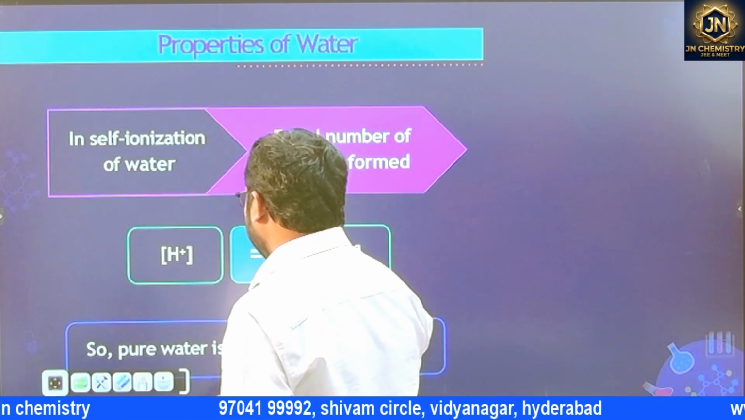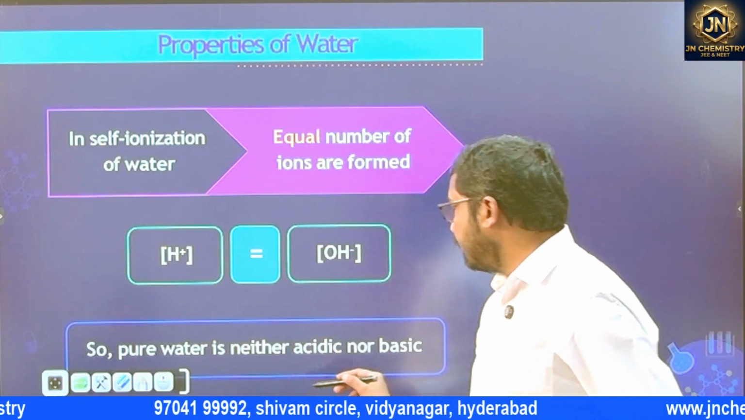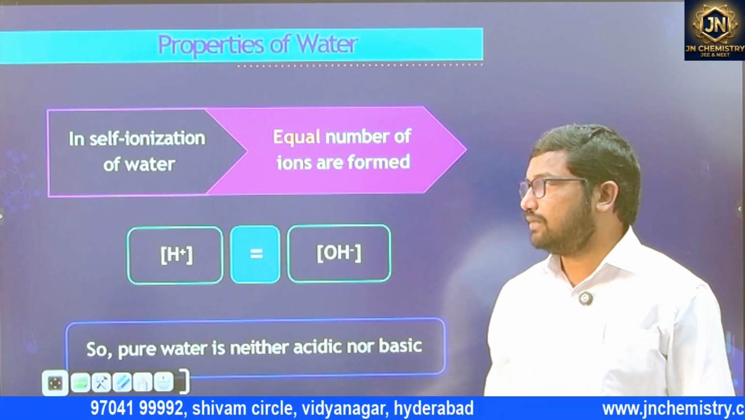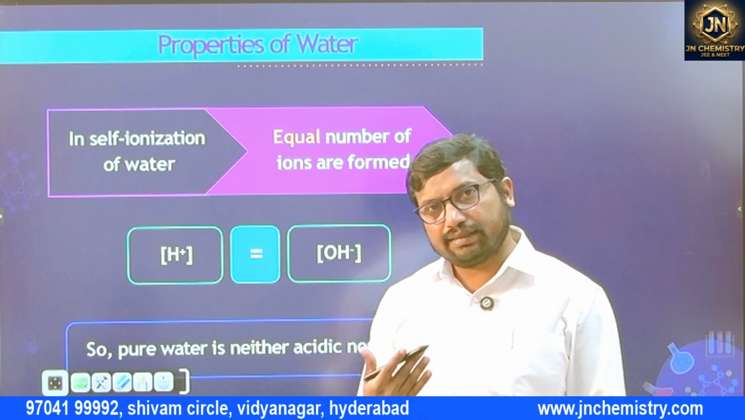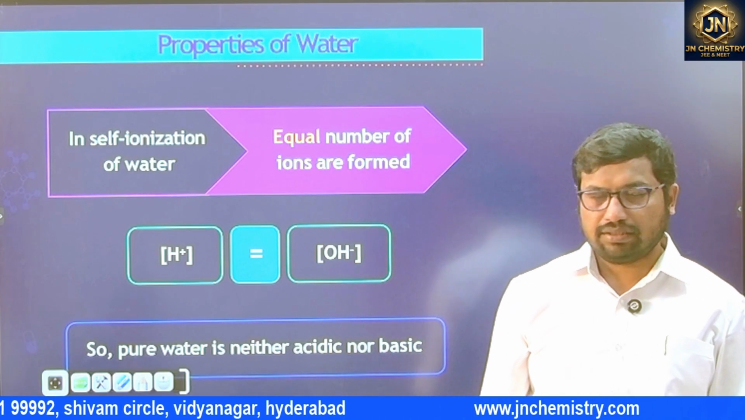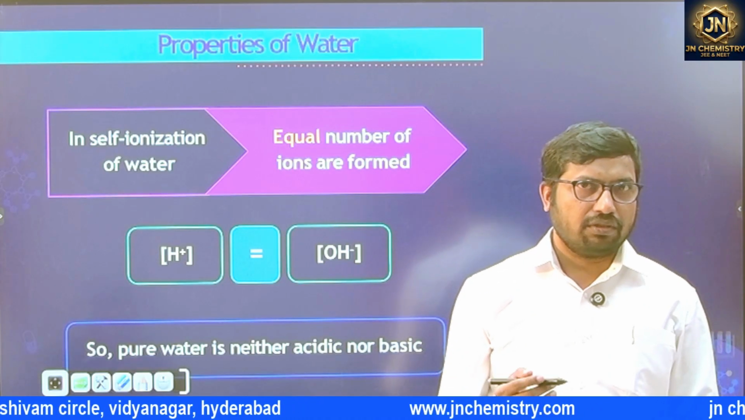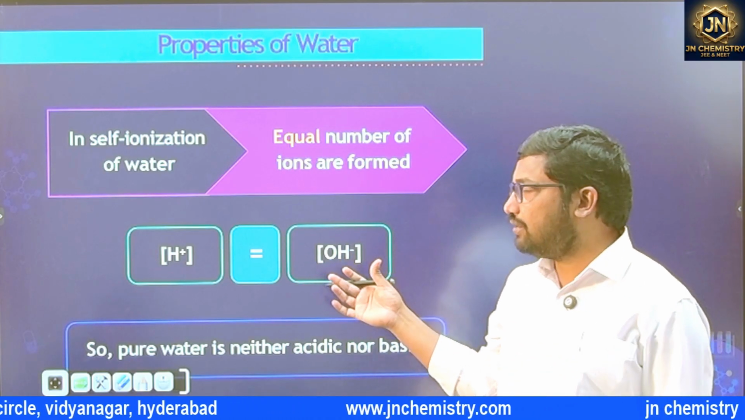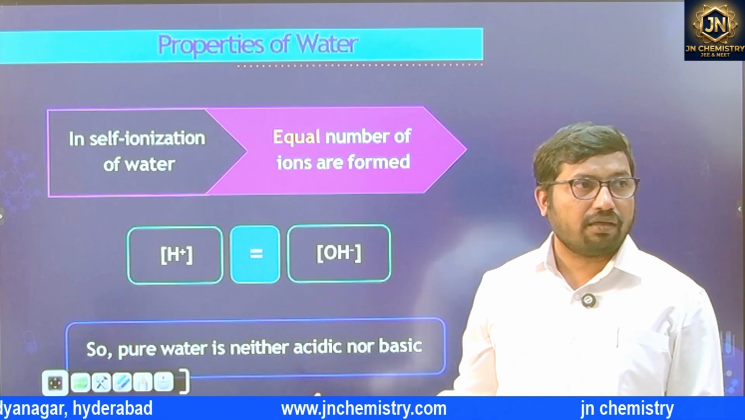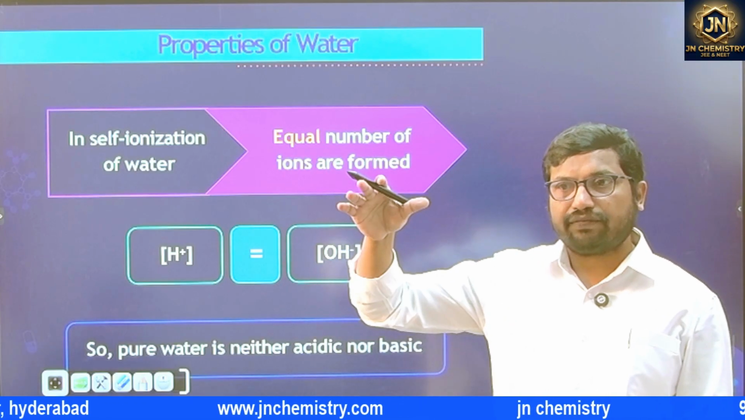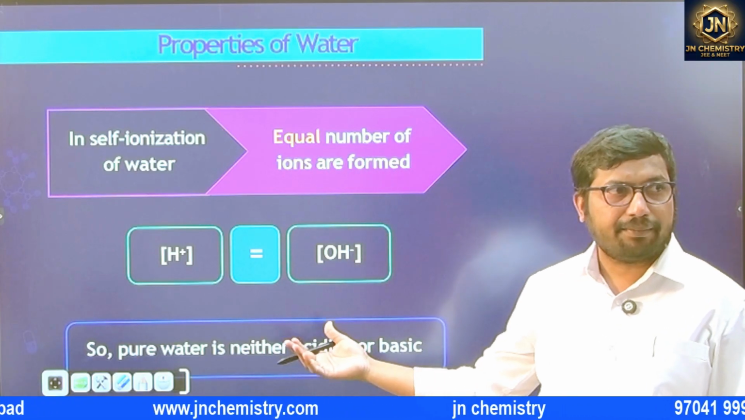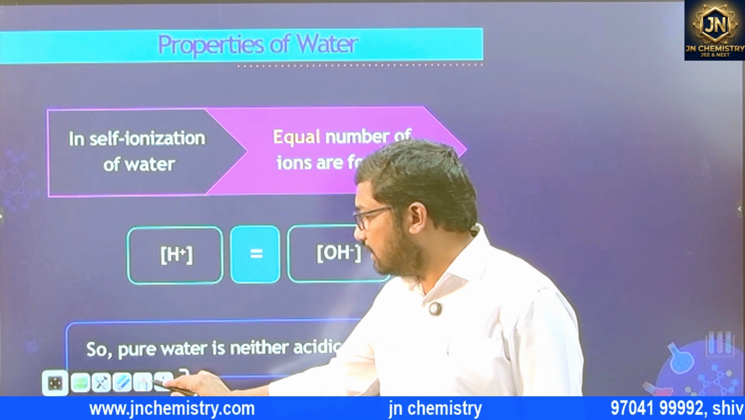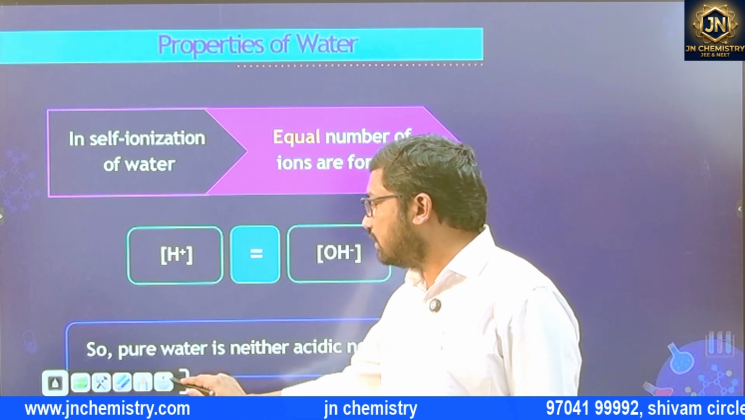So water, nothing but water. It's pure water, neither acidic nor basic. It's neutral. It acts as an acid and it acts as a base, depending on the condition. The last example which I told you, right? In the presence of NaOH, it acts as an acid. In the presence of HCl, it acts as a base. So water is a universal solvent.